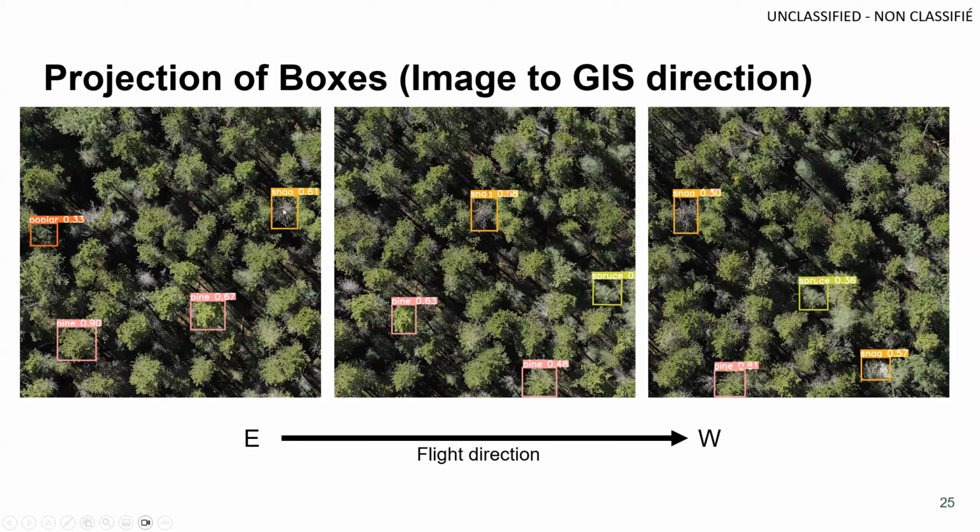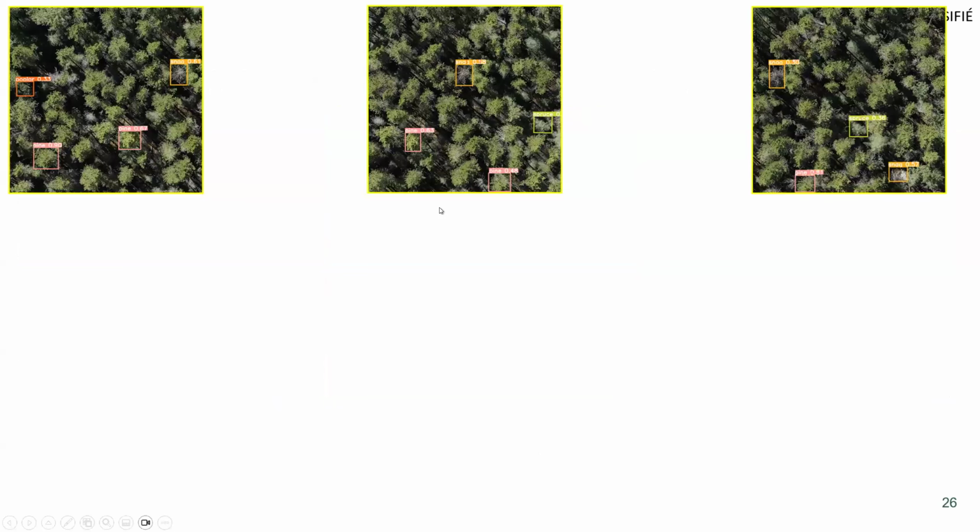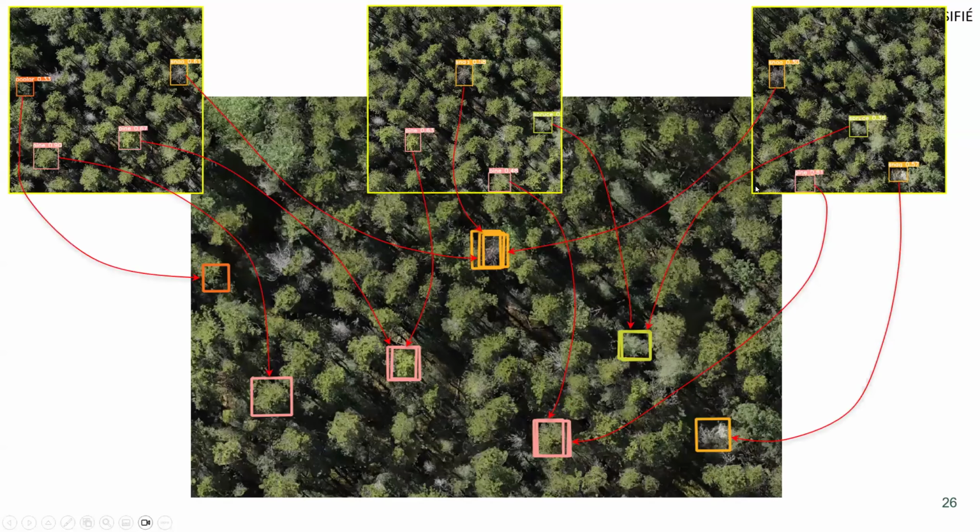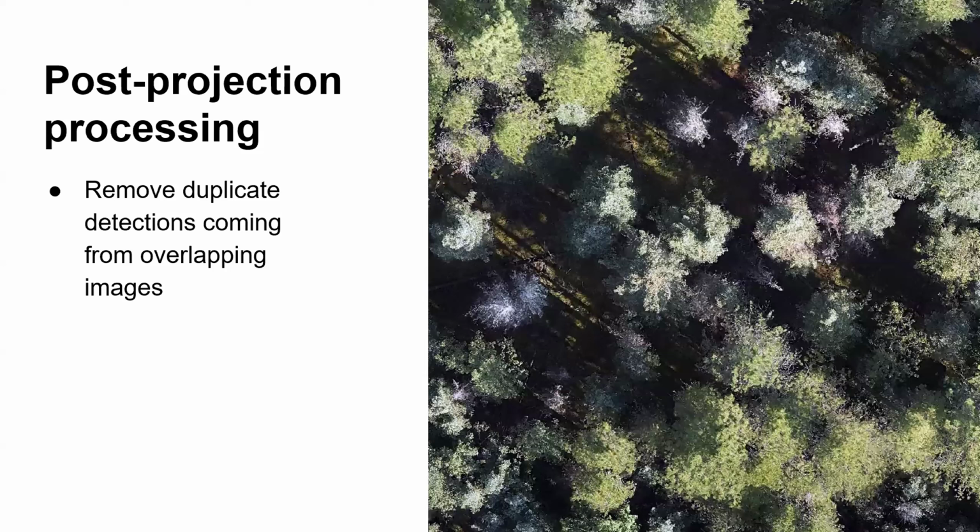For example, this dead tree that you can see in the 3 consecutive photos. We are flying in this direction towards the west. Again, with these 3 photos, we use the code to project the boxes into the GIS. And because it's seen in different photos, we get duplicates that we need to get rid of. For that, we're going to take advantage of the box confidence scores.